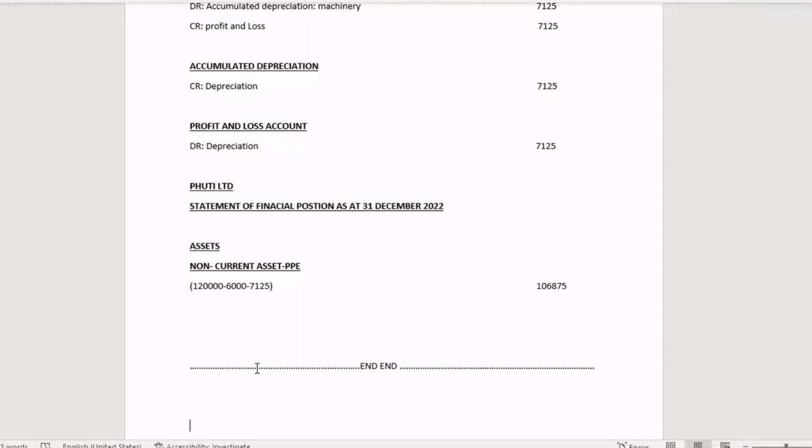And then you're further going to deduct your depreciation, and then your carrying amount will be 106,875. That will be the carrying amount that has to be disclosed under your statement of financial position at the end of the financial period. And that will bring us to the end of our learning unit 6.